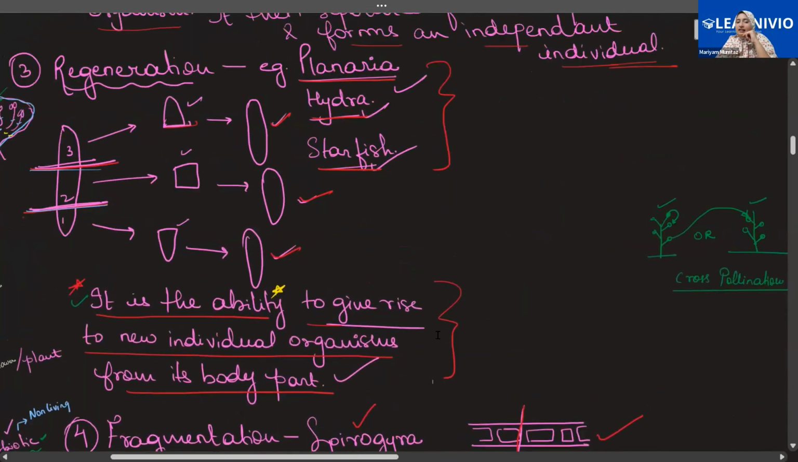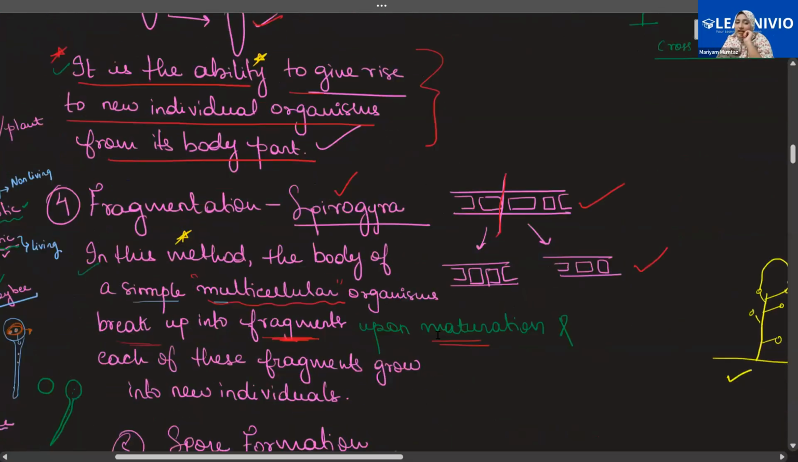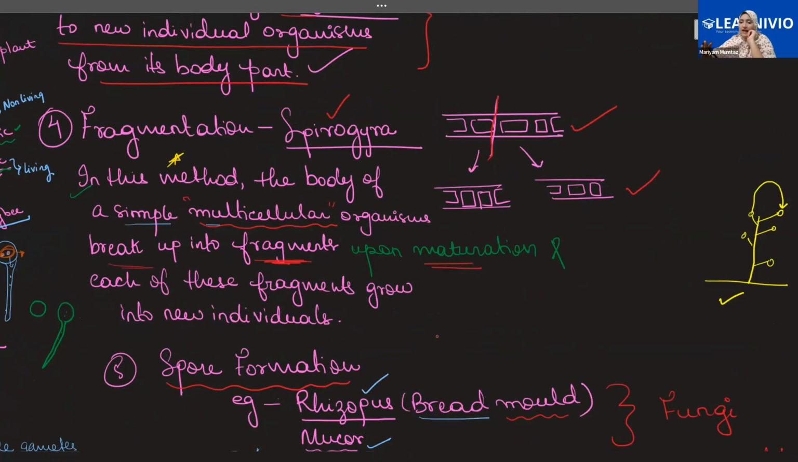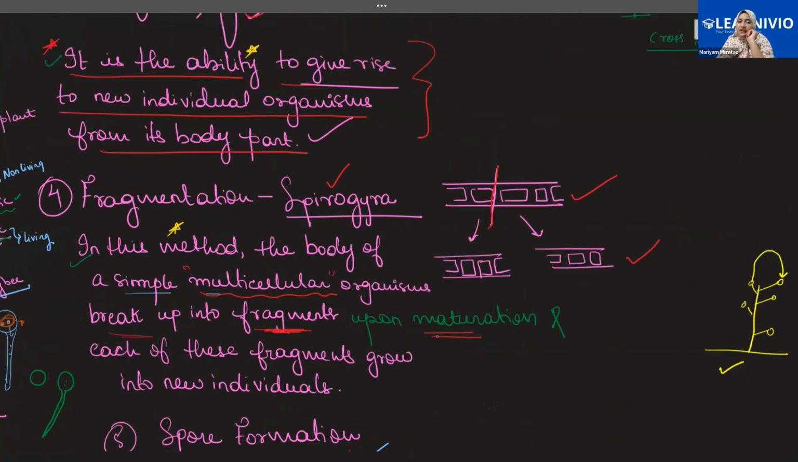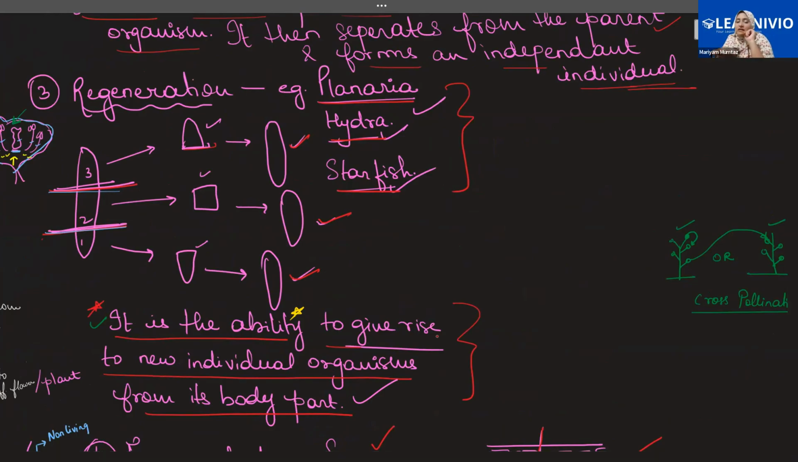The thing is that regeneration is an ability. Just in case the organism got cut or broken down, each of those fragments will develop into new organisms. But fragmentation is a routine procedure. When they mature, they break up, and each of the fragments grows into a new individual. It's not the ability, it's the method. But here it's the ability. It doesn't mean that this is a proper asexual reproduction. No, they don't reproduce like this. But just in case someone cut them into 20 pieces, each of those 20 pieces will develop into 20 organisms. Getting my point?